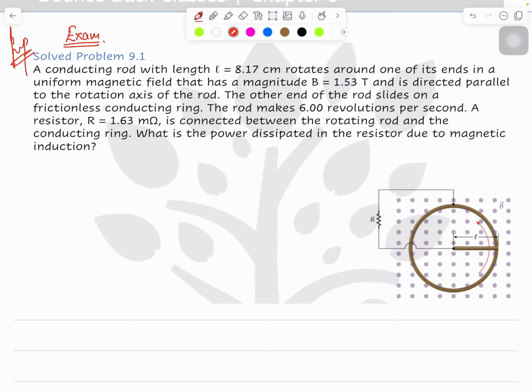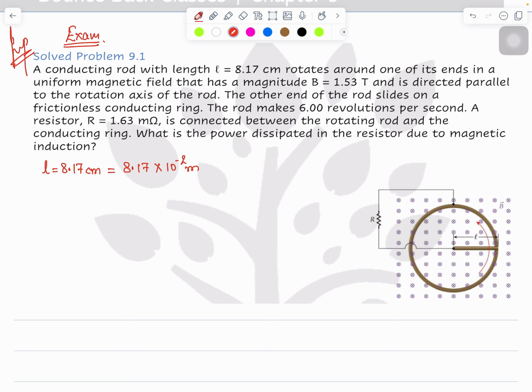You need to understand, and you need to at least solve this question 2 to 3 times. And let's say if you are able to solve this: a conducting rod with length. Okay, length is given, 8.17 centimeter, which is equal to 8.17 times 10 raised to power negative 2 meter.